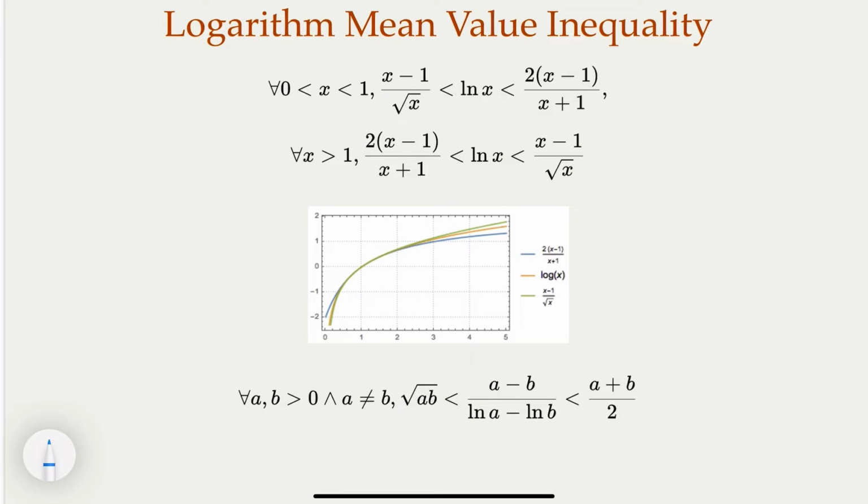Today we're going to have another inequality which provides a tighter bound on that inequality, and from that inequality we're going to derive what is called the mean value inequality for a logarithm function. All right, so let's get started.